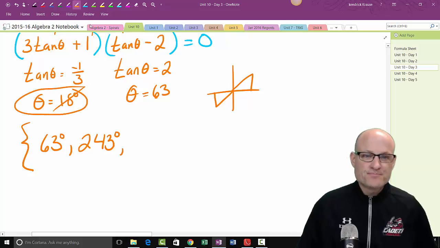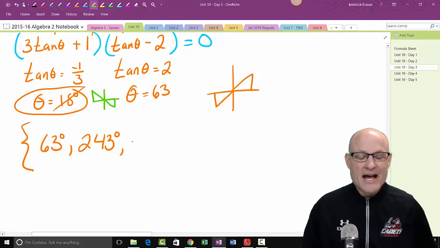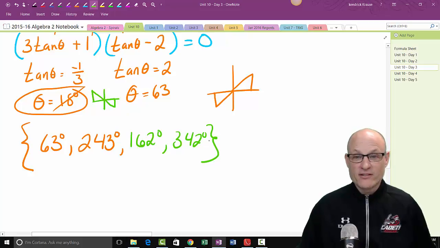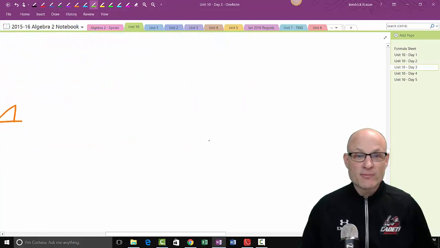This one is going to give me angles in the second and fourth quadrant. So I'm going to do 180 minus 18, which is 162, and 360 minus 18, which is 342. Nothing really has changed here, kids. It's kind of same old, same old.